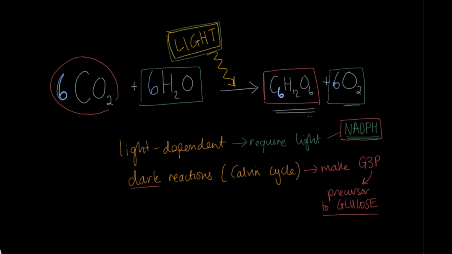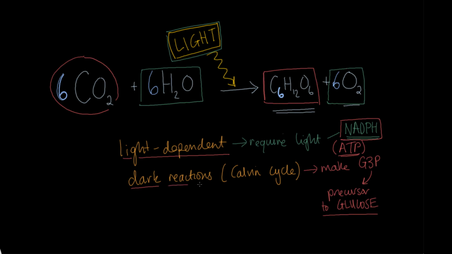So if we were to summarize the light dependent reaction, what we're doing is we're capturing the energy in light into NADPH, and we're also going to make some ATP. Right, so we're making NADPH and ATP using the energy from light. We're going to use some water to do that, and the waste product is going to be oxygen.